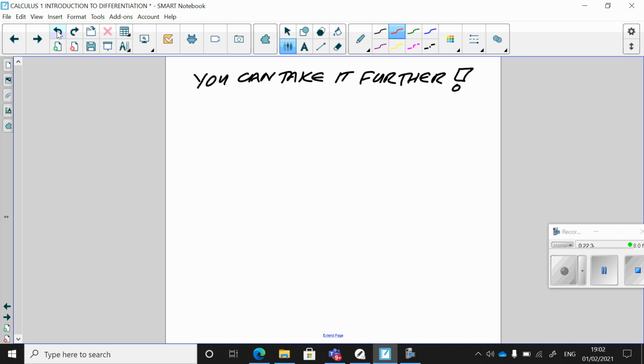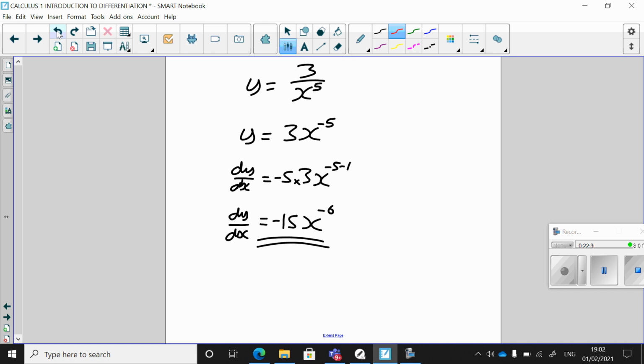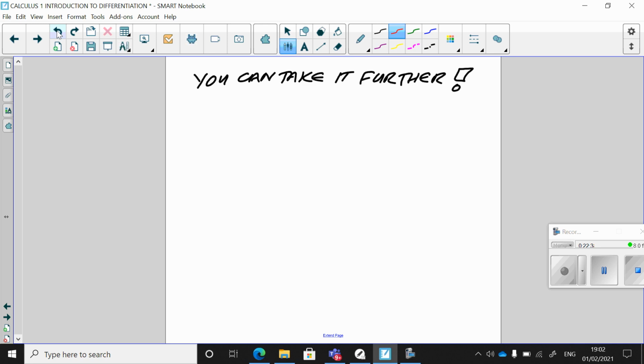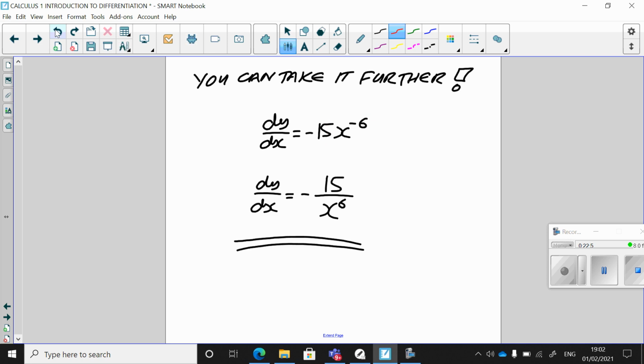But if you look up a book, it might not say that. It does in here, you can take it further. So it's that x part there. Because it's got a negative power, they don't like that. So what they might tend to do is take that downstairs underneath the negative 15 and make the power positive, and they've dragged the negative out in front and level with the fraction bar.